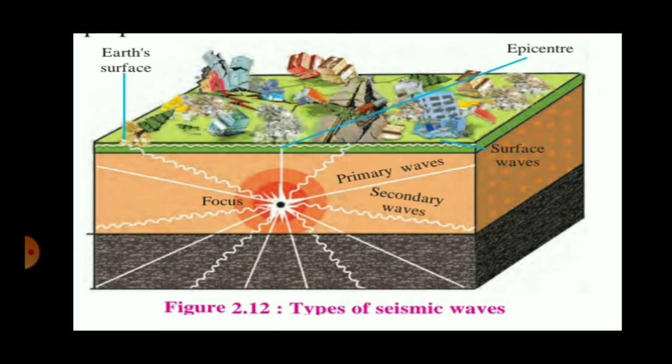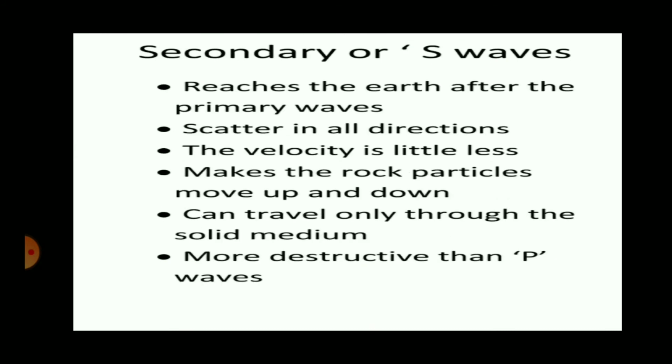If it tries to travel, the liquid medium will absorb the secondary waves. So what do we know about the secondary waves? They are the ones to reach the surface after the primary waves. They are traveling in all directions. The velocity of this wave is a little lesser. Rock particles move up and down here. It can generally only travel through a solid medium, and these waves are more destructive than primary waves.